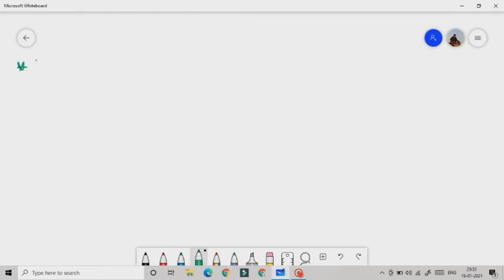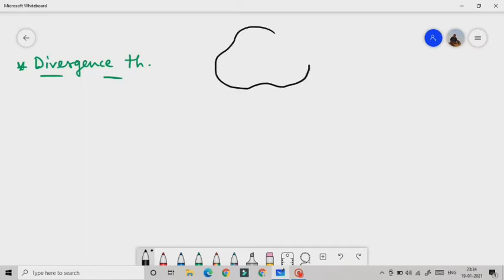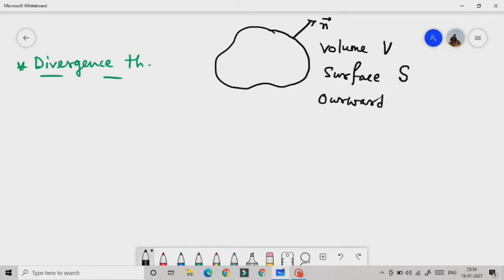So first one is the divergence theorem. For that purpose, suppose you have a volume, a solid body, and its volume is V. It is bounded by the surface S, and say n is the outward unit vector.